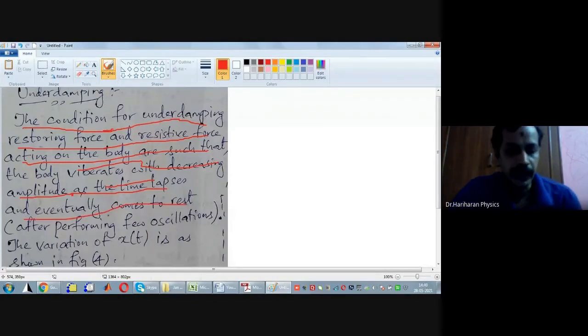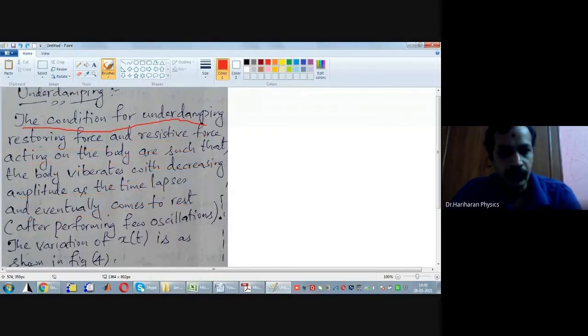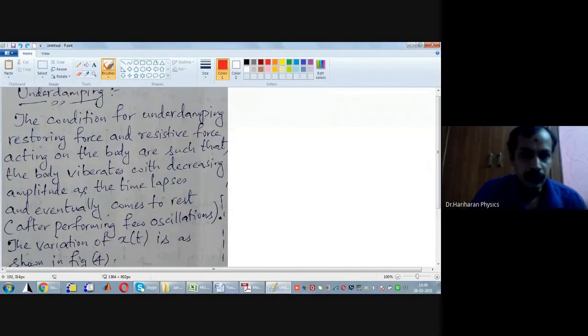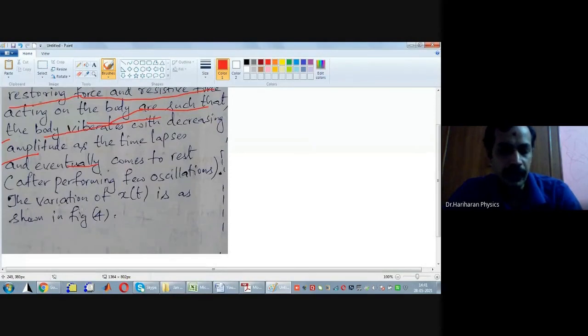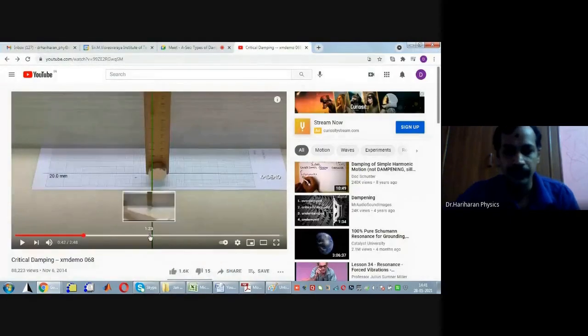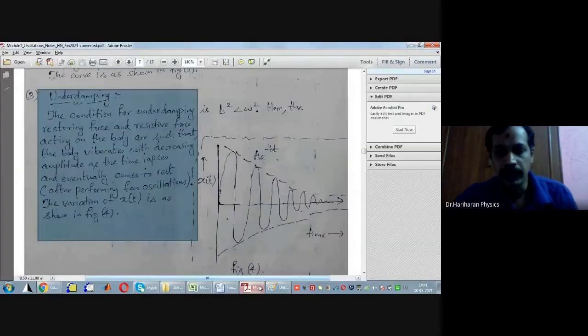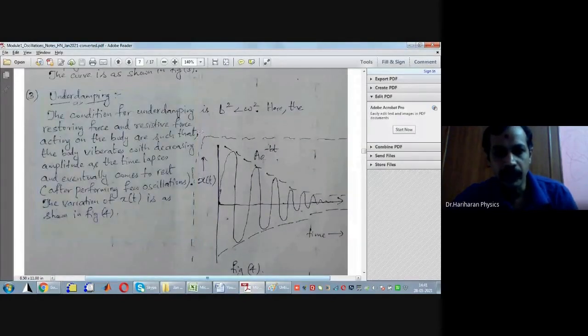Once again, I'll define. What is underdamping? The condition for underdamping is that the restoring force and resistive force acting on the body are such that the body vibrates with decreasing amplitude, and as time lapses, eventually it will come to rest. So this is given as shown in figure 4. As shown in figure 4 in my diagram, it is this.